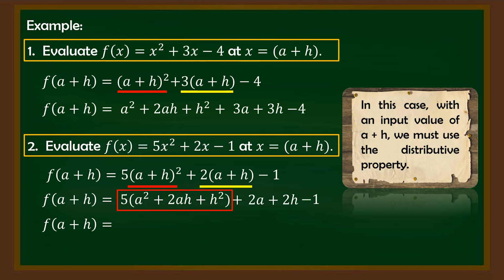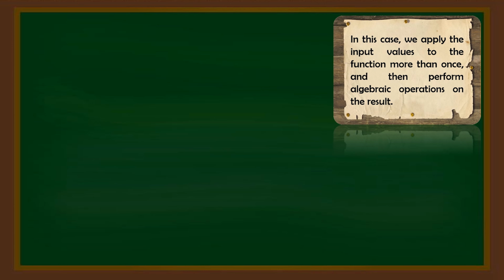Distribute 5 to the three terms inside the parentheses. So we have 5a squared plus 10ah plus 5h squared, then copy 2a plus 2h minus 1. In our next example, in this case, we apply the input values to the function more than once, and then perform algebraic operations on the result.